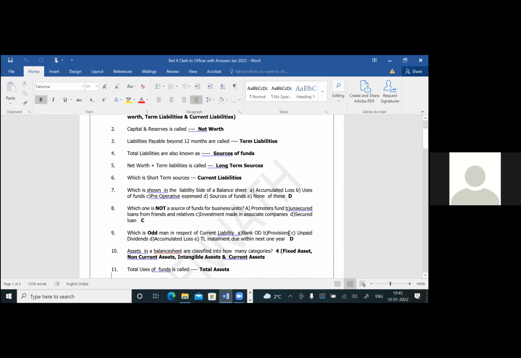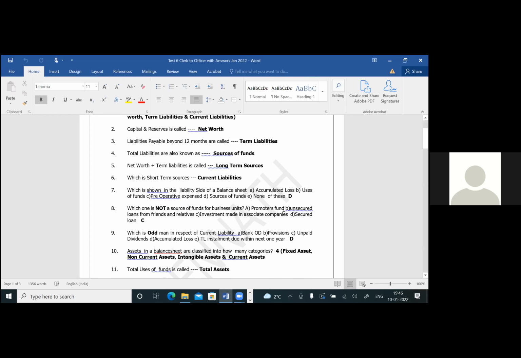Question number 8. Which one is not a source of funds for a business unit? See how they are asking the question. What is a source of funds? Net worth, term liability, and current liability are the sources of funds. I already explained what comes under net worth, term liability, and current liability. All three are called sources of funds. The question is, which one is not a source of funds for the business activity?